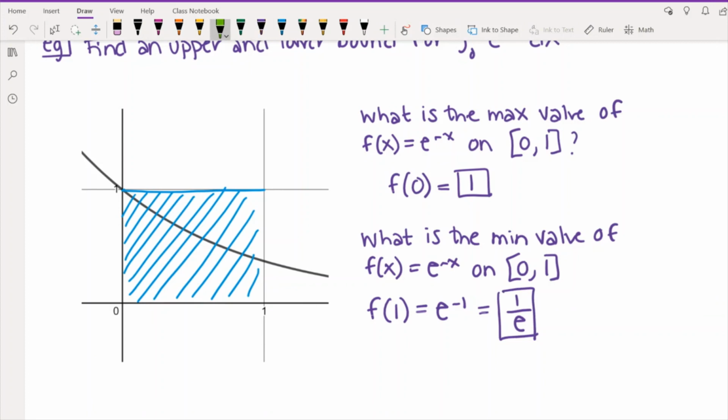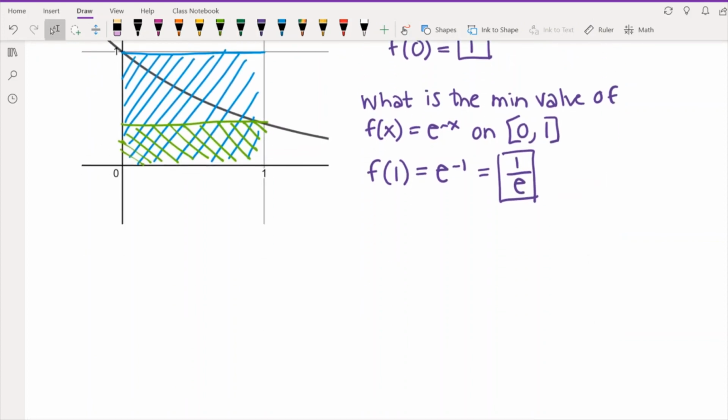And so that tells us that because we know that the function is always greater than or equal to this height of 1 over e, that means that this green rectangle, whatever the area of this rectangle is, the actual value of the integral is greater than or equal to that. So basically what's going on here is that the area of the blue rectangle and the area of the green rectangle give us these rough upper and lower bounds for the value of our integral.